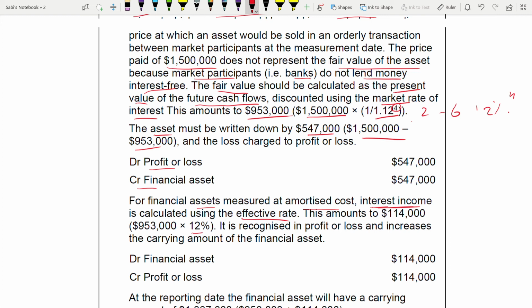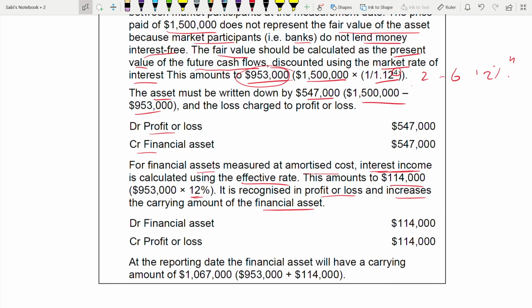So on this 953,000, after you have discounted, you will apply 12% on that, which gives this amount. If you are getting some decimal, ignore the decimal and make it a whole number, okay? So this you have to recognize. Where do you recognize interest? Profit and loss account. So that interest you will add to the financial asset. That's why it will increase your carrying amount of the financial asset. Just think of it as a loan. Value of the loan and you add an interest, so the value of the loan goes up. Same way here, the value of the financial asset will go up because of the interest. So you debit the financial asset, and you credit profit and loss because it's an interest income for you.